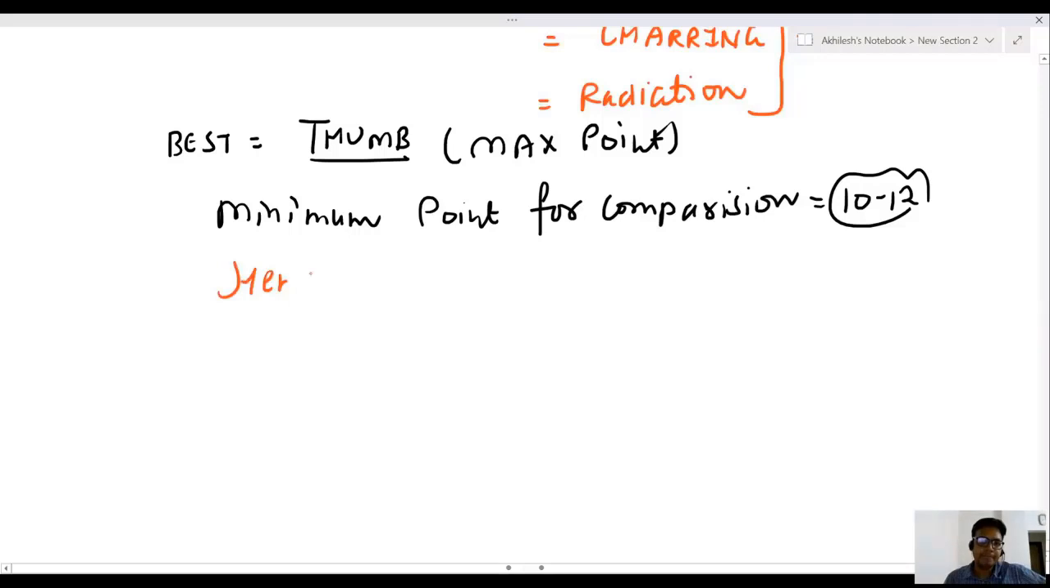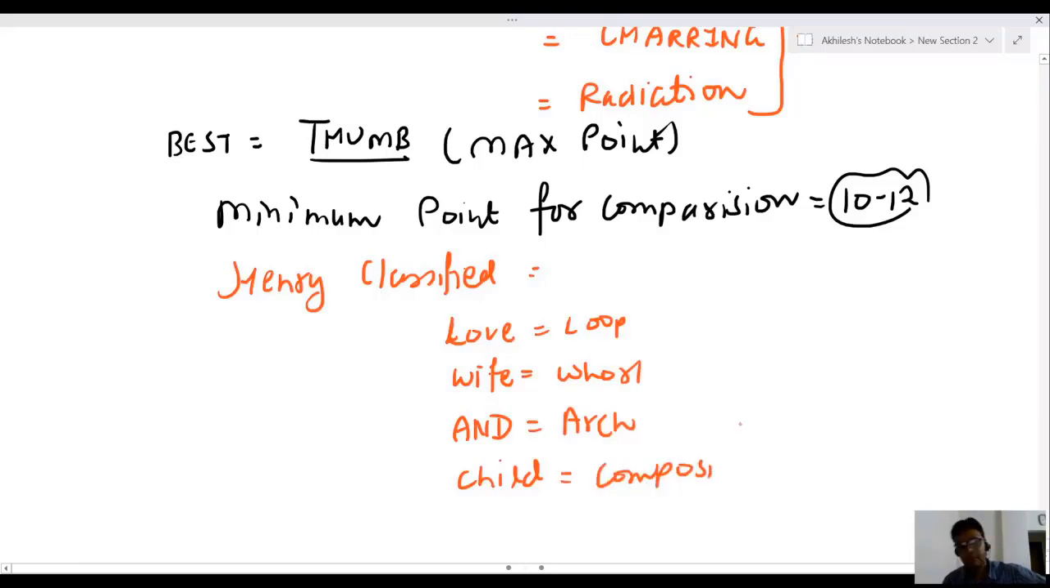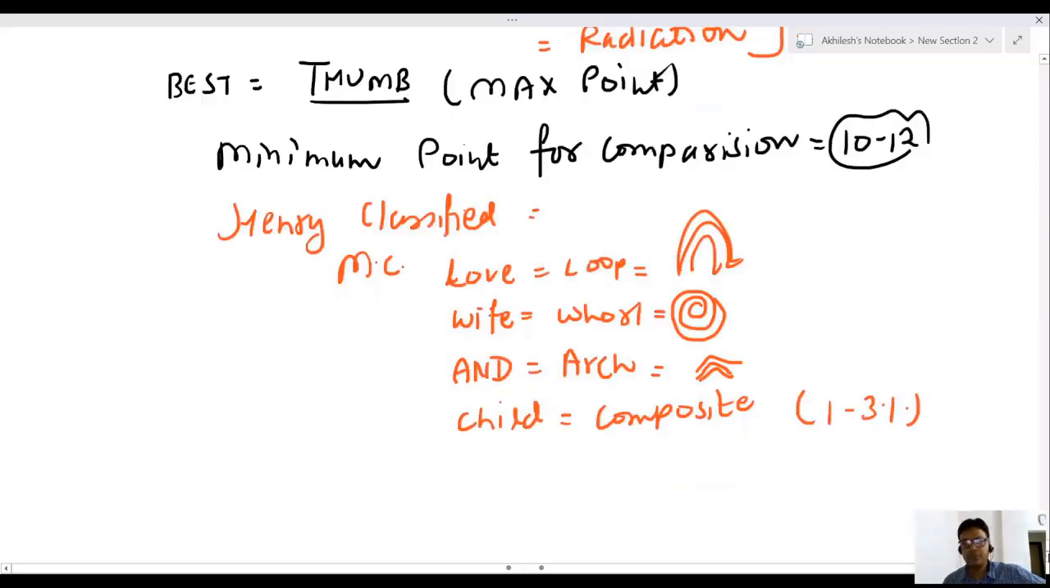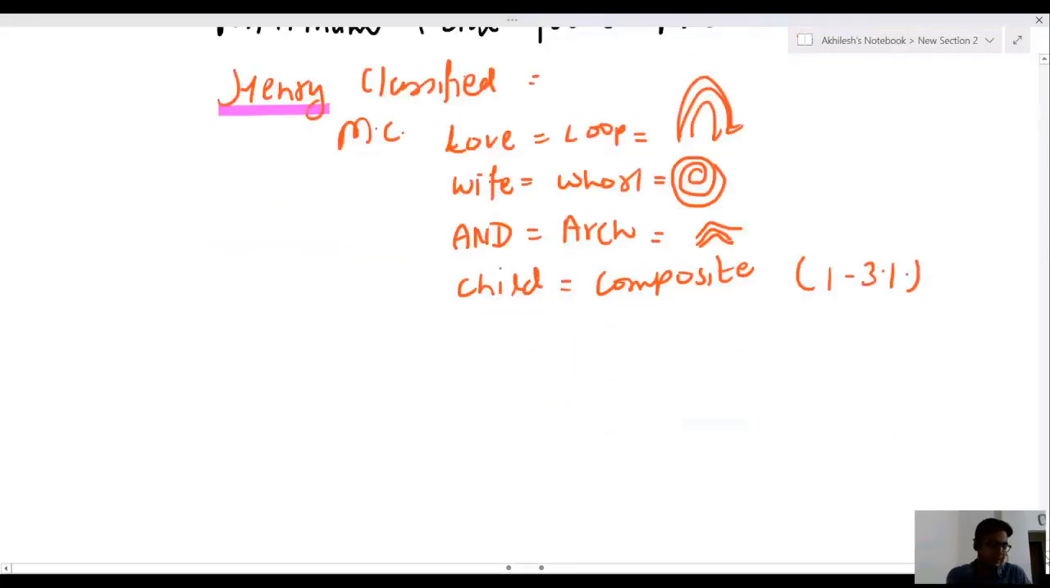Sir, Henry classified fingerprint. And we can remember love, wife, and children. Love for loop, wife for whorls, and for arch. And children for composite. Sir, most common is loop variety. Whorl is like this. Arch and loop have to be differentiated. And 1 to 3% variety is composite. Then whorls, then arch, then composite.